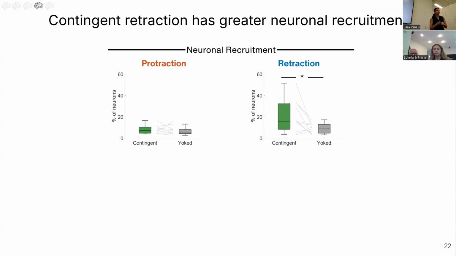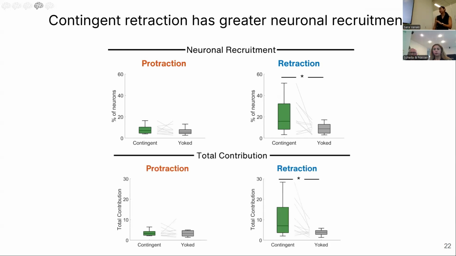And then I wanted to sum up the total contribution values to see if not only are there more neurons, but are they contributing more to the overall firing activity. And we did indeed see that this retraction module is firing and contributing more to the overall patterns. And this is not the case in the protraction module.